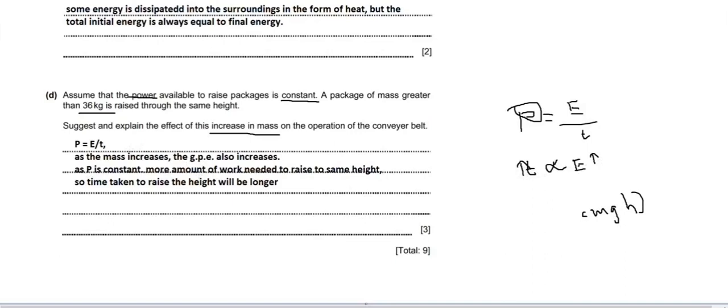So as P is constant, more amount of work is needed to raise the height. More amount of work means more amount of energy. So energy is more, that means time taken will again be more, because time and energy are proportional to each other, because power is a constant. So this way you can write down the answer to get all the 3 marks. Okay, so now we are going to the next question.